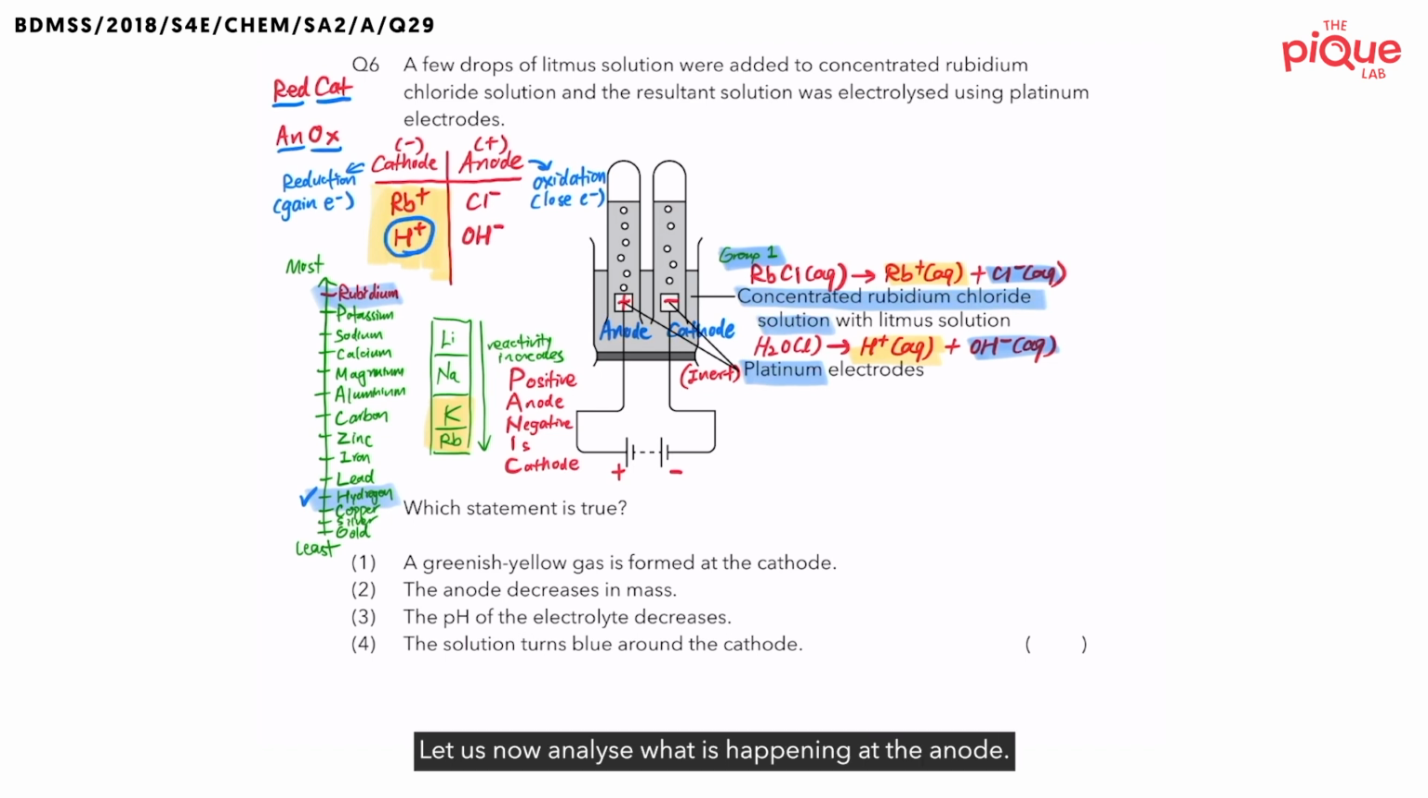Let us now analyze what is happening at the anode. Similarly for the anode, we have two anions. However, only one will be selectively oxidized. Which of these do you think it will be? We have learned that for a diluted aqueous solution, the hydroxide OH- anion will be preferentially oxidized.